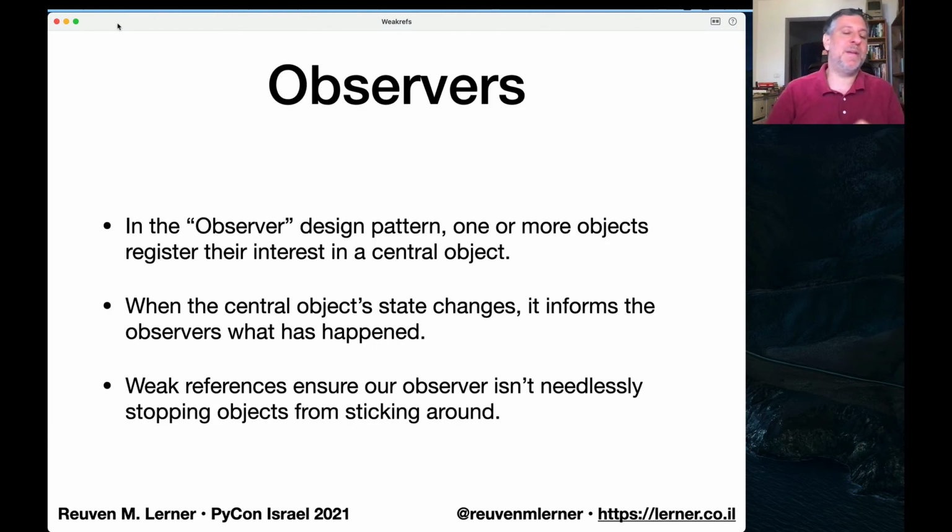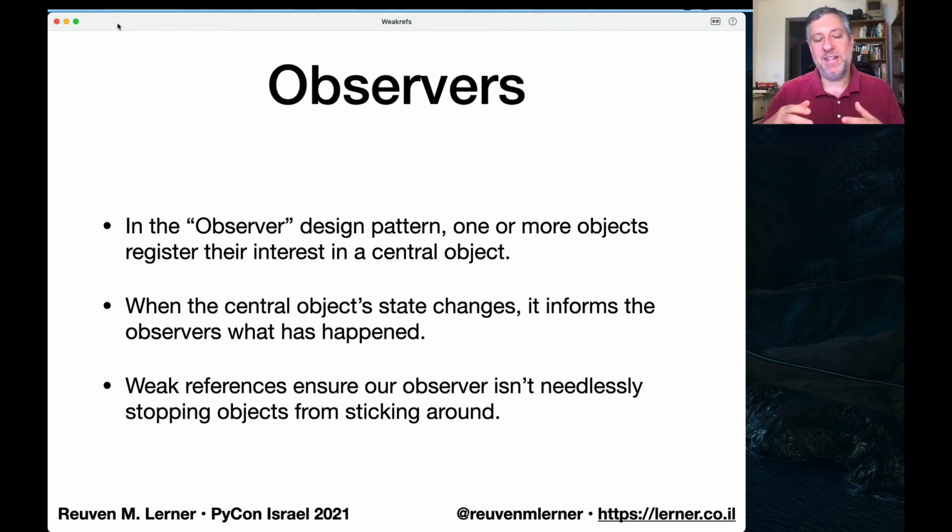So one great example is in the observer design pattern. So in observers, what we have is one or more objects saying, I'm interested in a central object, right? They're sort of like signing up. They're saying, tell me when something in the state changes there. So you can imagine, for example, having a store object with its inventory. And when the inventory changes, then the accounting system should know. So the accounting system can be an observer of the store, say, let me know when something changes in there, and then I can change the books around as necessary.